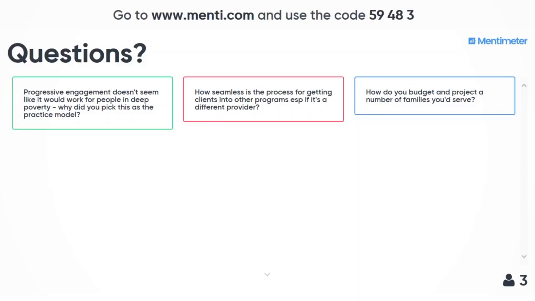So the progressive engagement model doesn't just happen within one program type, rapid rehousing, but ideally covers the entire gamut or spectrum of things that we have to offer. Thanks for the question. Any other questions?